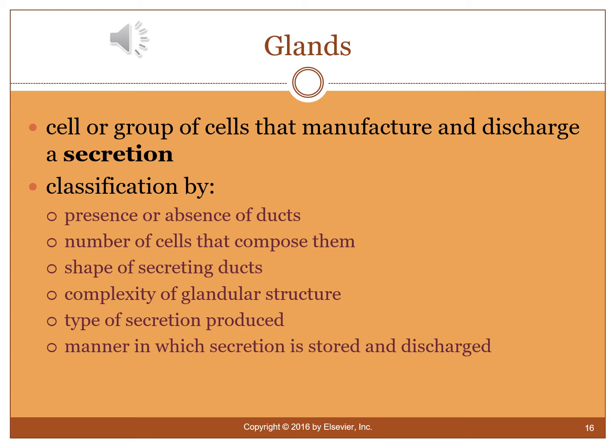So glands are a group of cells that manufacture and discharge a secretion, and they are classified by the presence or absence of ducts, number of cells that compose them, shape of secreting ducts, complexity of glandular structure, type of secretion produced, and the manner in which this secretion is stored or discharged.